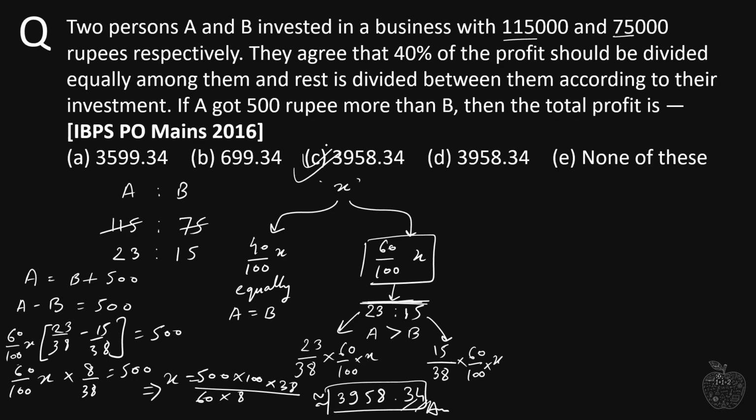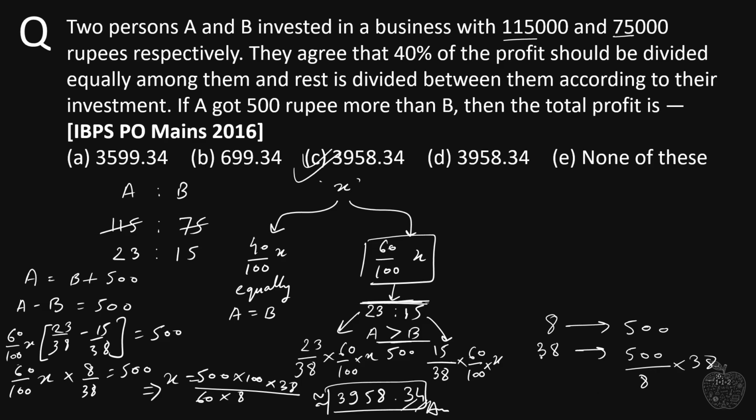Now this is one way of solving the question, but if you are smart enough, you can solve this question from here itself. You do not have to solve it this way. We know that A got 500 more than B, so the difference is 500, and the ratio of A is 23, ratio of B is 15. The difference of the ratios is 23 minus 15, which is 8. So this difference of 8 is equal to 500, and the total ratio is 23 plus 15, which is 38. So 38 will be equal to 500 divided by 8 multiplied by 38, unitary method.